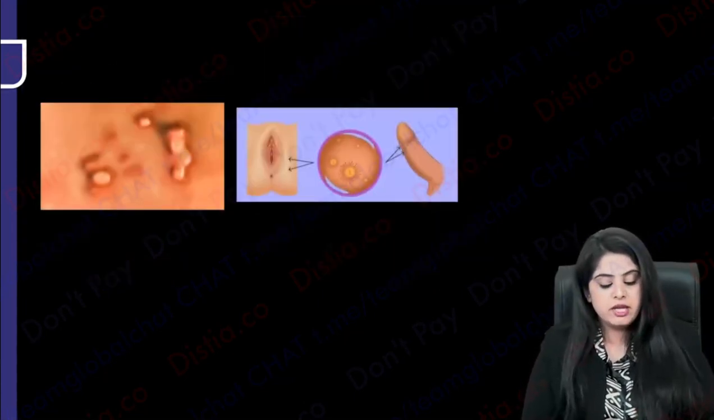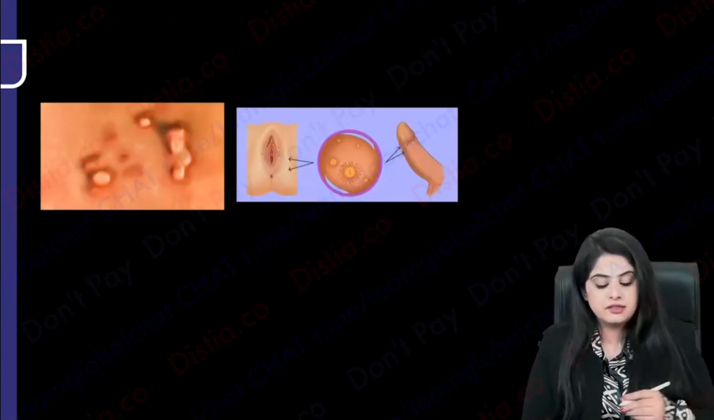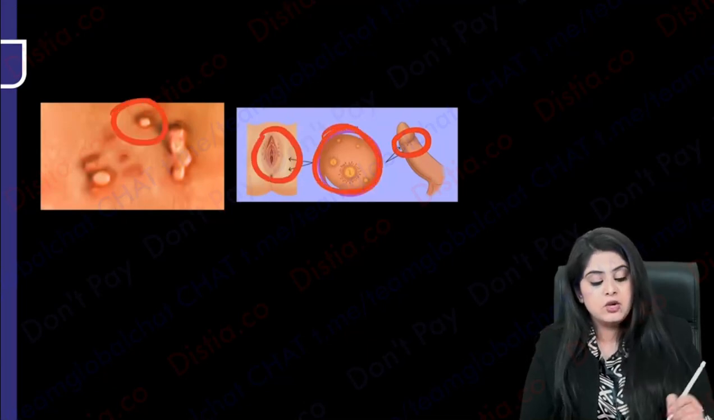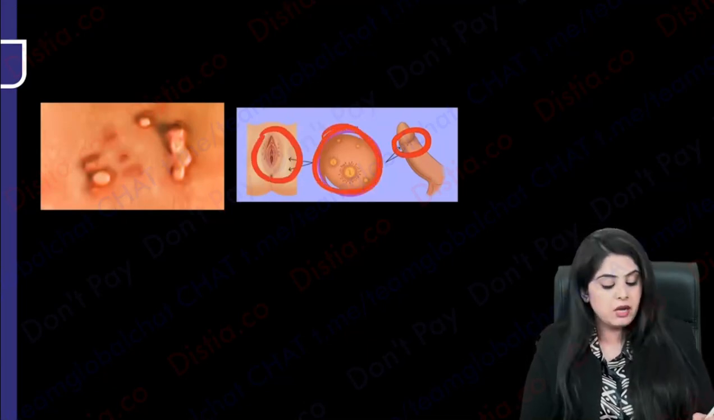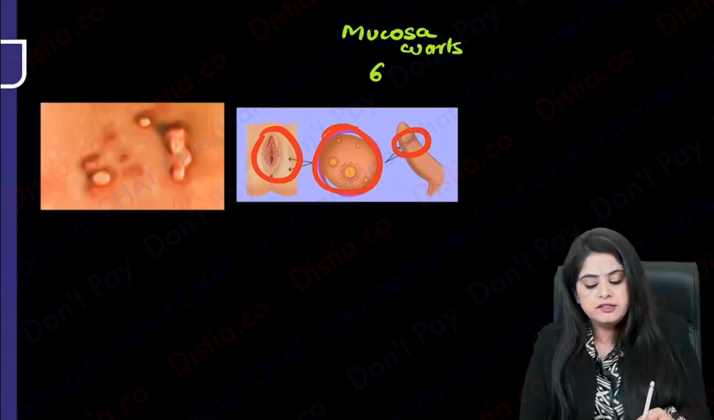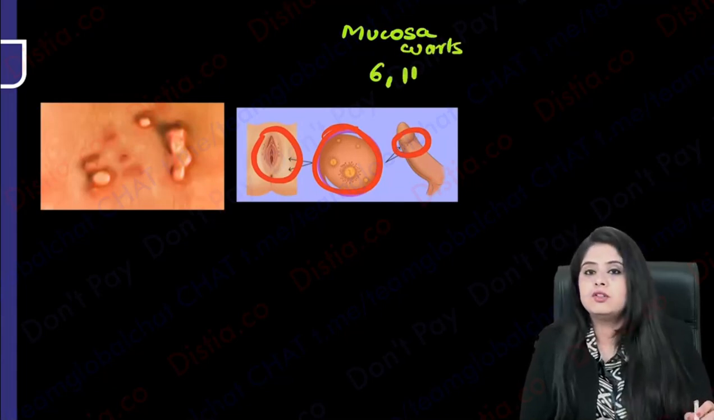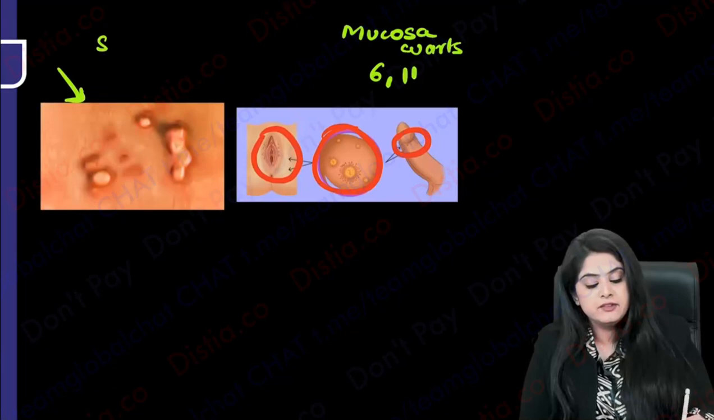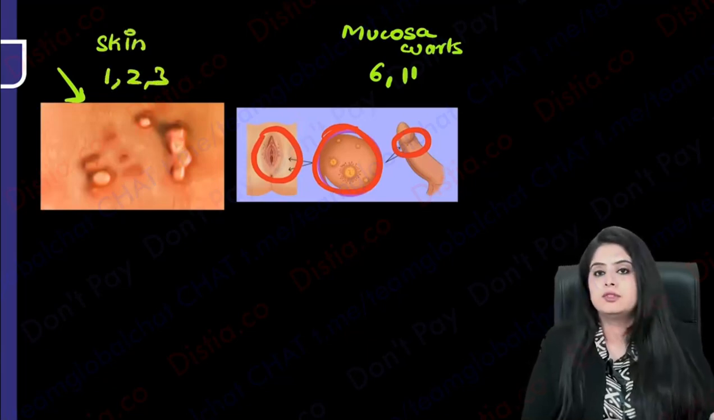But look at this photo, another picture, now let's take a test. You are seeing some genital warts, meaning what? Condylomata acuminatum. Now tell me, genital means mucosa, and these are warts of the mucosa, so we are going to think of 6 and 11. If this were skin warts, maybe for example on the palms and the soles, you would have thought of other numbers like 1, 2, 3. Those are those numbers, okay?